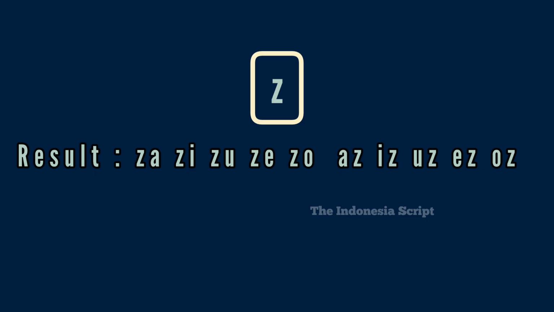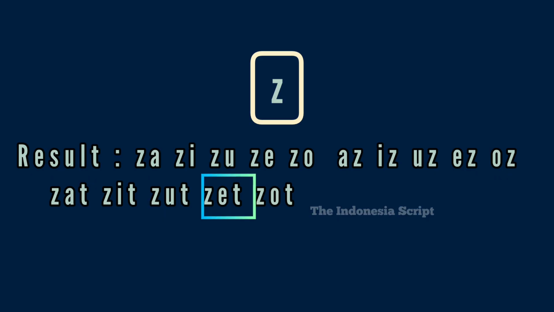If we add the consonant T to the result of the first combination ja, ji, ju, je, jo, then the result would be jat, jit, jut, jet, jot. One of the results we get is syllable jet, which is the syllable used to pronounce this voiceless letter.